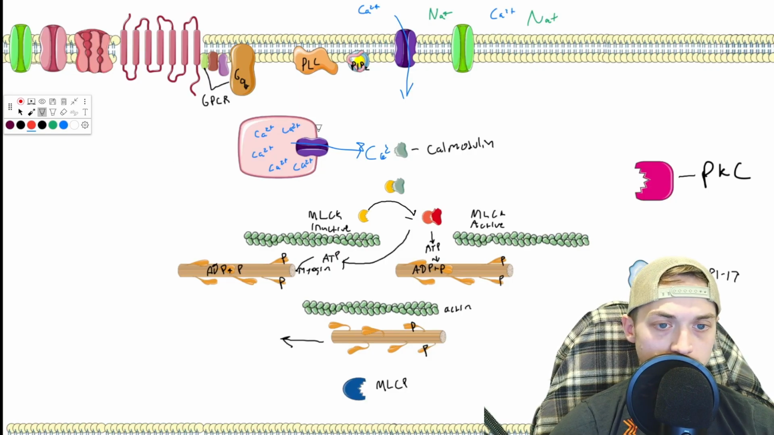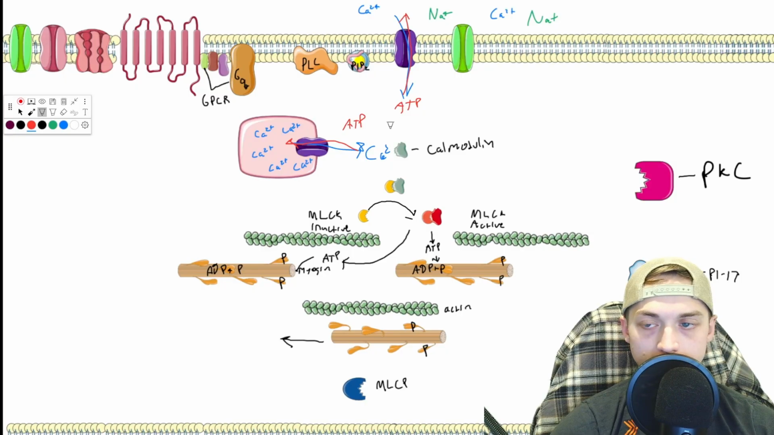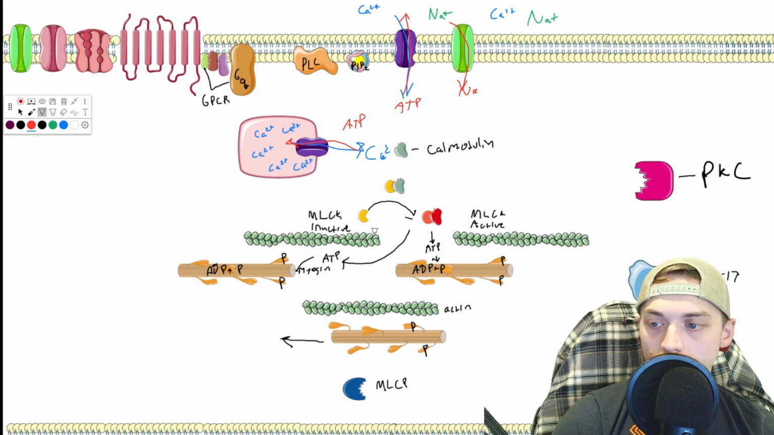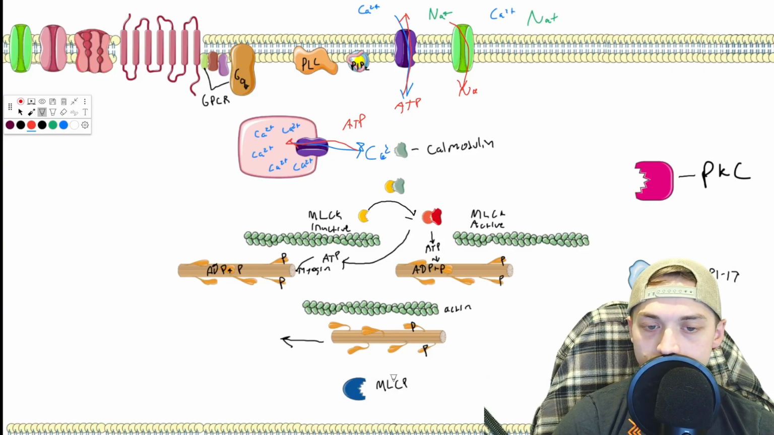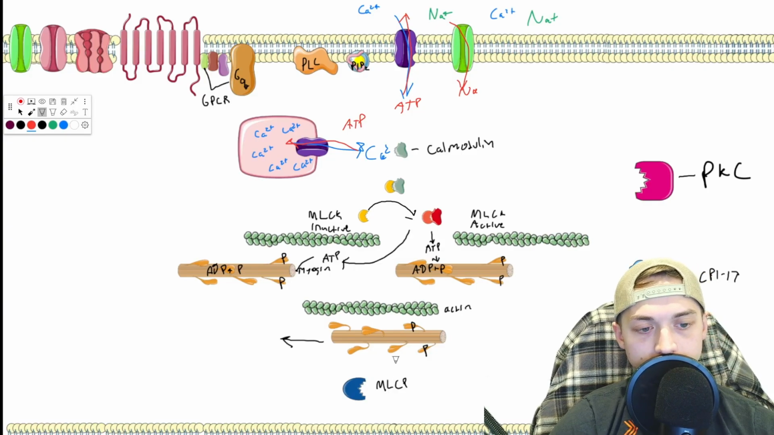ATP is going to actively transport calcium back into the sarcoplasmic reticulum. ATP is going to actively transport calcium through some calcium channels in the cell membrane. You're going to have some sodium entering because your cell likes to maintain that charge balance. And then once this MLCK is inactivated, it's going to cause MLCP, which is myosin light chain phosphatase.